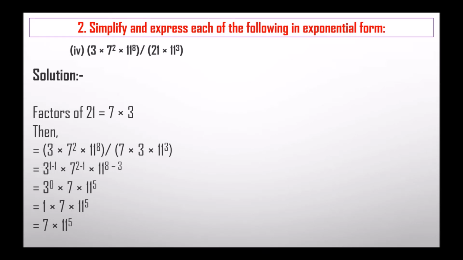3 into 7 square into 11 raised to 8 divided by 21 into 11 raised to cube. So 21 can be written as 7 into 3. So 3 into 7 square into 11 raised to 8 divided by 7 into 3 into 11 cube. We can subtract. So 3 raised to 1 minus 1, into 7 raised to 2 minus 1, into 11 raised to 8 minus 3. So 3 raised to 0 into 7 into 11 raised to 5. So 3 raised to 0 is 1, 7 into 11 raised to 5. So the answer is 7 into 11 raised to 5.